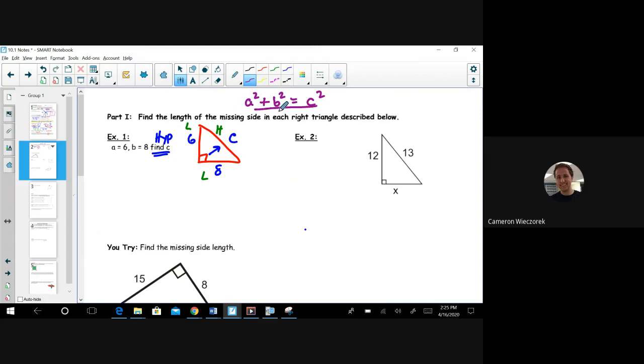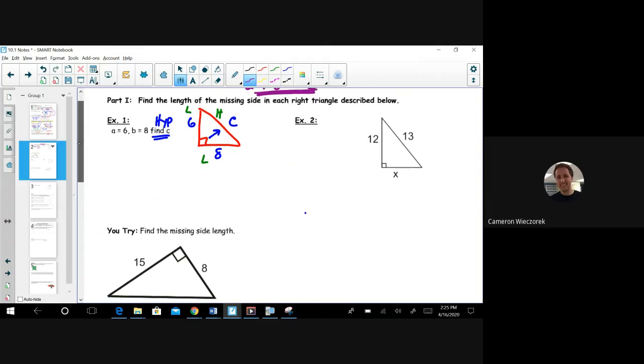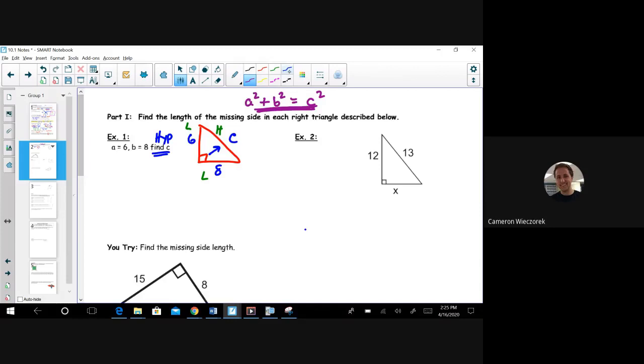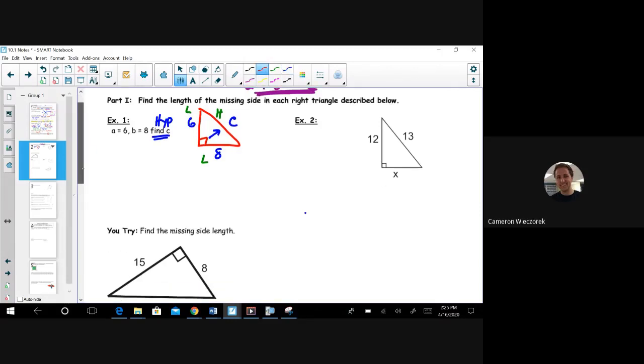That's the Pythagorean theorem. Discovered a long, long time ago by a guy named Pythagoras. And actually, there's a lot of debate. He actually wasn't the first person to discover it, but for some reason, he gets the credit, which isn't super fair, but that happens sometimes.